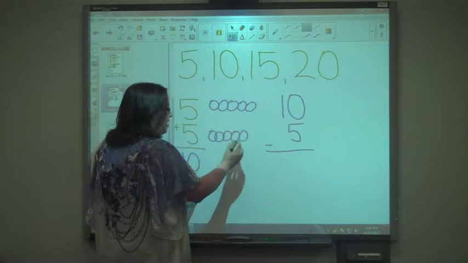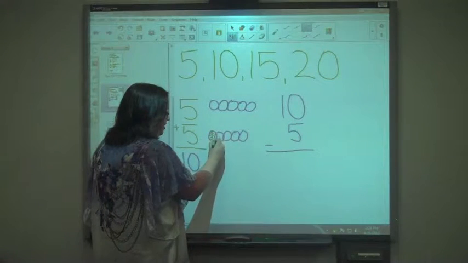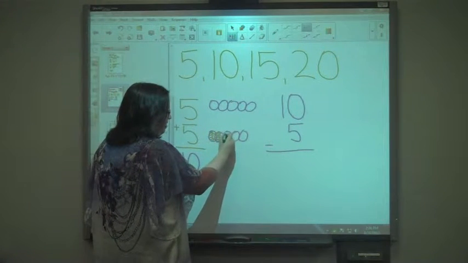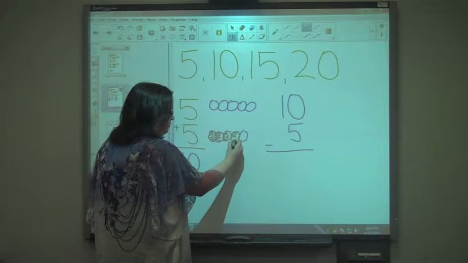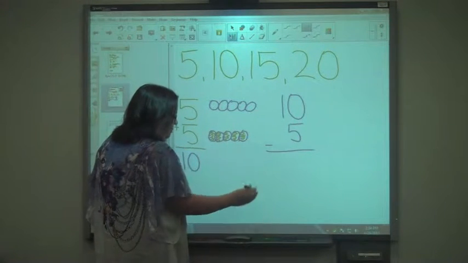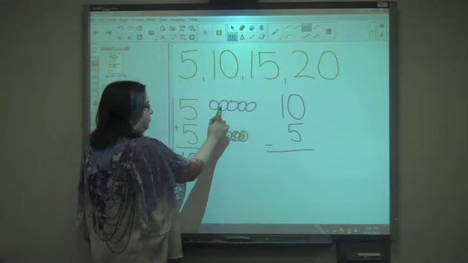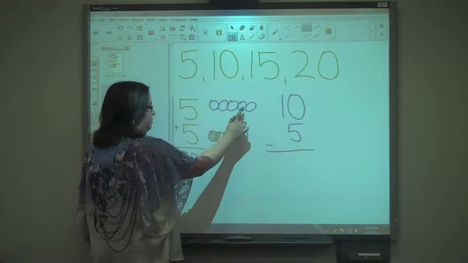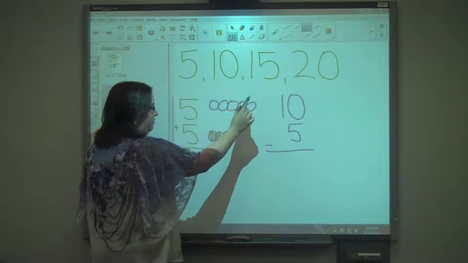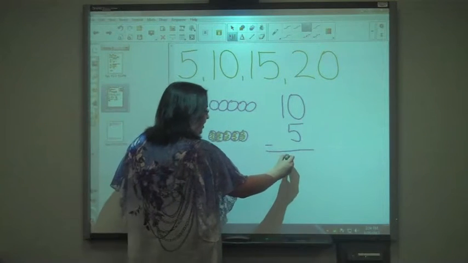We have 10, we take away 5. So I'm going to shade in 5 of the circles to show that 5 of them have been taken away. So we have 1, 2, 3, 4, 5. 5 left. That's right.